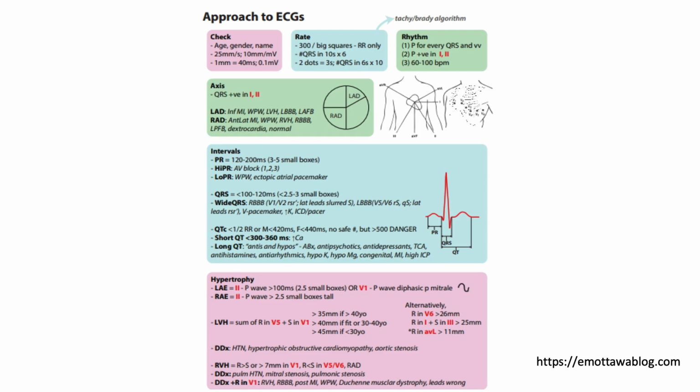For right ventricular hypertrophy, guys, we speak to the lead V1 and look at the R wave. The R wave is greater in amplitude than the S wave, or is greater than 7 millimeters, right? Together with right axis deviation. And the differential for that is pulmonary hypertension, mitral stenosis, pulmonic stenosis, right?